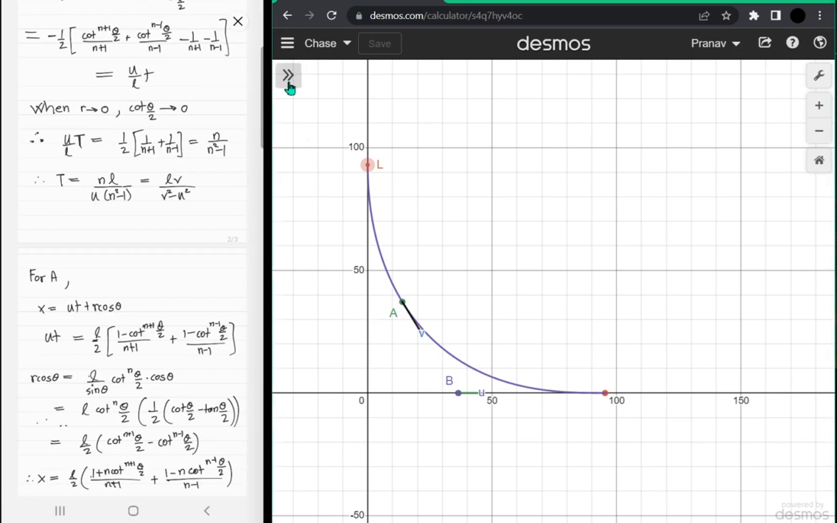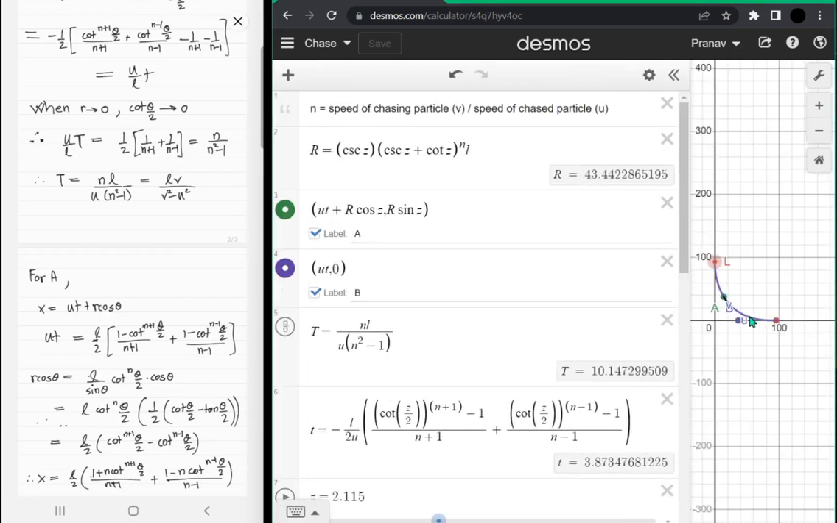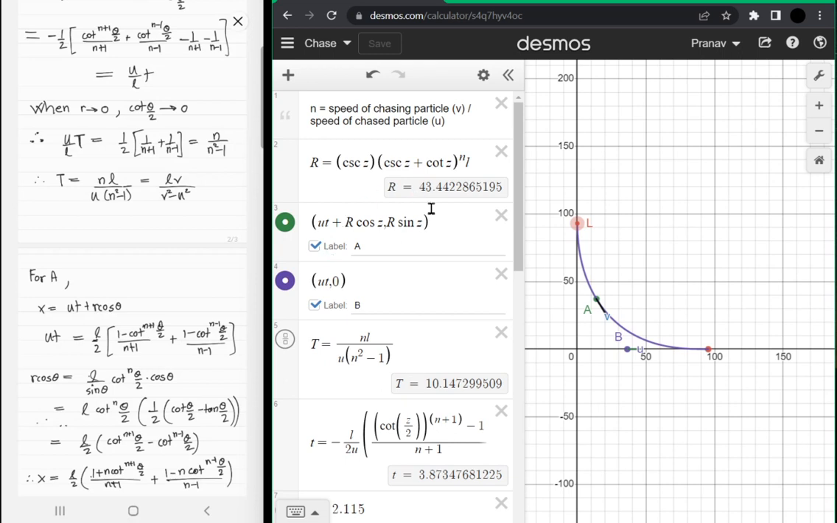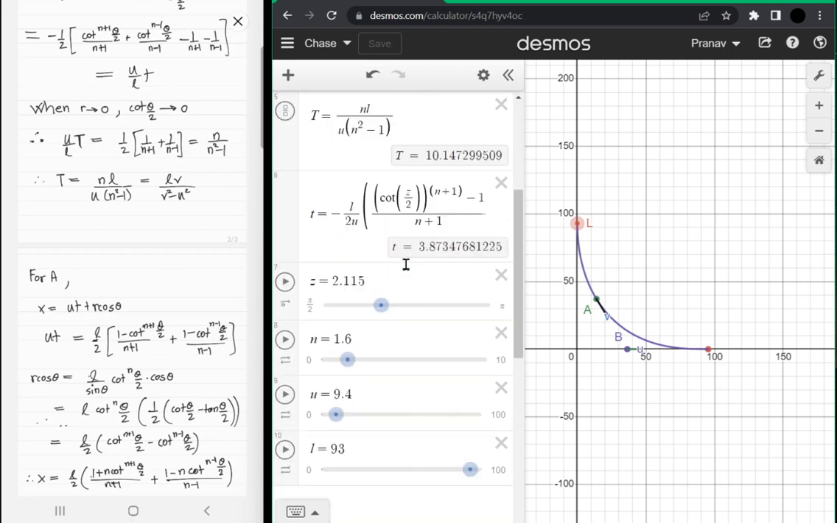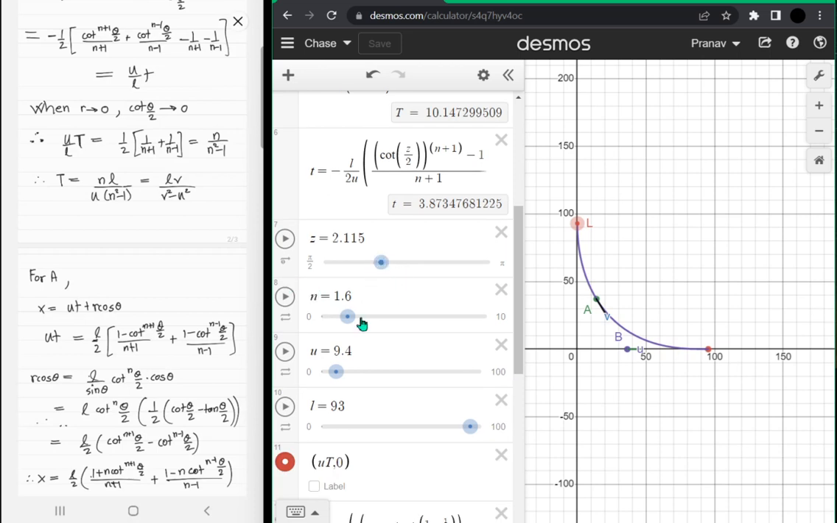And here I have made a bit of a graph that will show how it actually behaves. Right, so here I have used capital R instead of small r, and Z instead of theta. All right, and capital T and small t are still the same thing, right? And instead of using V, I'm just using U times N, because then I don't have to define that V over here. And as Z changes, so as our theta changes basically, you can see how this behaves.